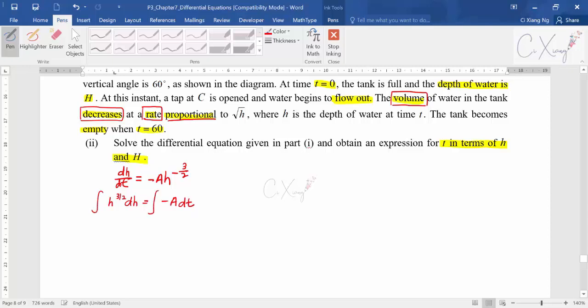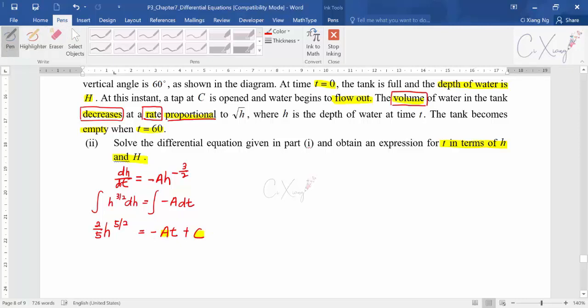Okay, so for this question, the integration is not really hard. After you simplify your integration, you should get 2 over 5 h to the power 5 over 2, and for this part, you have negative at and then plus c. So for this question itself, it is a simple integration. Okay, then now, don't forget you have two unknowns here, the a and also the c. So I need to find out both of them.